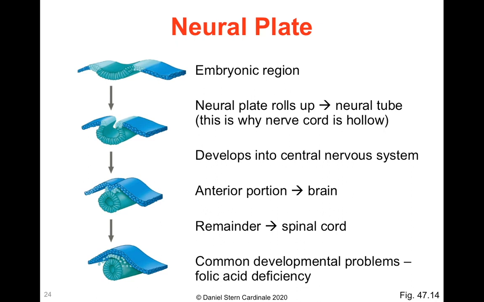An interesting note is that this is a common site of developmental problems, or at least it was common prior to us figuring out the importance of folic acid during embryonic development. So there are a number of spinal cord and central nervous system disorders, the most common of which is called spina bifida. The idea with these is that this folding and closing and pinching off doesn't occur properly in the case of a folic acid deficiency.